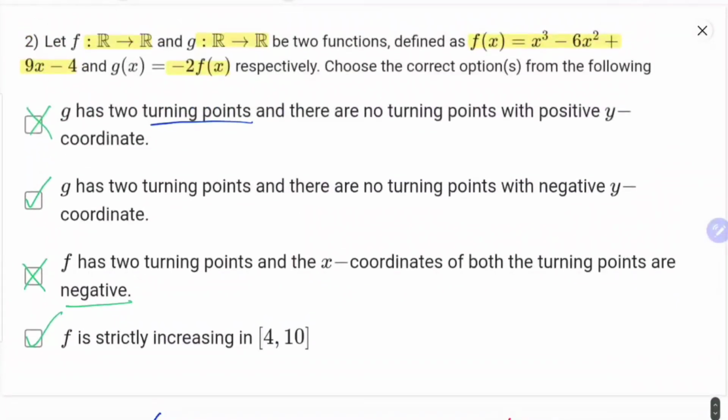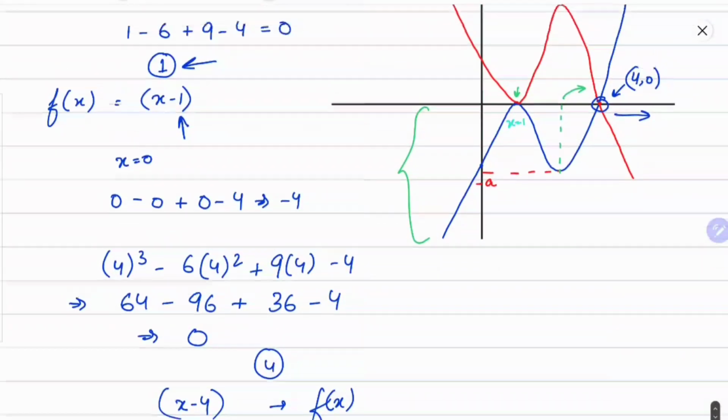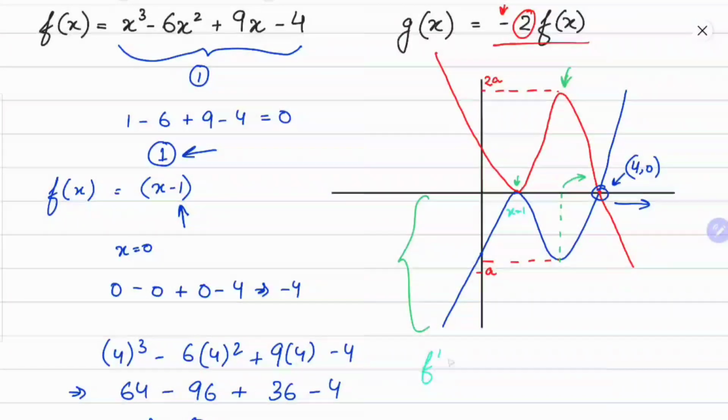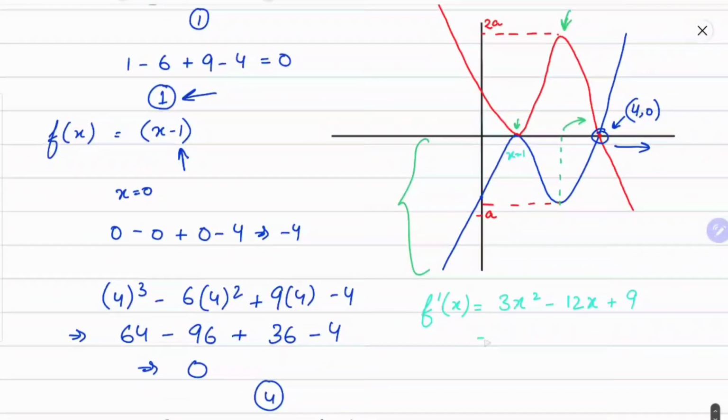So we have the answer as B and D. You might also have a doubt about why x equals 1 was a turning point as well as a root. If you differentiate f(x), that is, find f'(x), it will come out to be 3x squared minus 12x plus 9, and you will find that 1 satisfies this equation also.